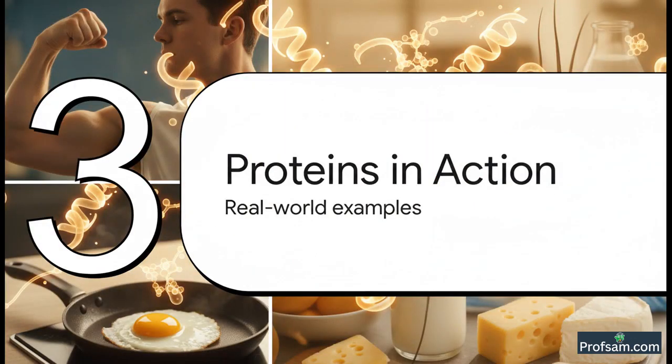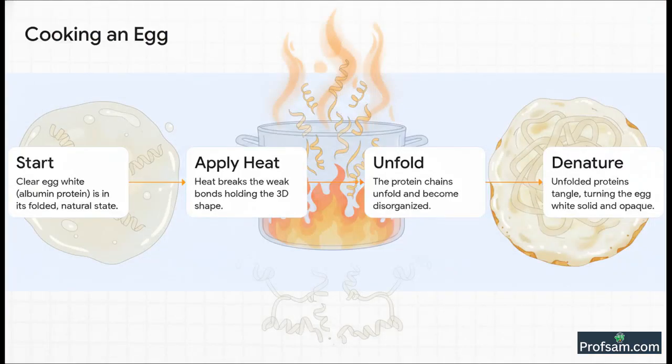Okay, enough of theory. Let us look at some practical, real-world examples that you can actually see. This will make the concept absolutely crystal clear for you. So an observable phenomenon you see almost every day is cooking an egg. You start with a clear egg white, right? That is mostly a protein called albumin, all folded up in its natural state. When you apply heat, you break the weak bonds that are holding that 3D shape together. The protein unfolds, and all the unfolded chains get tangled up with each other. This is what turns the egg white solid and opaque. This process is called denaturation.